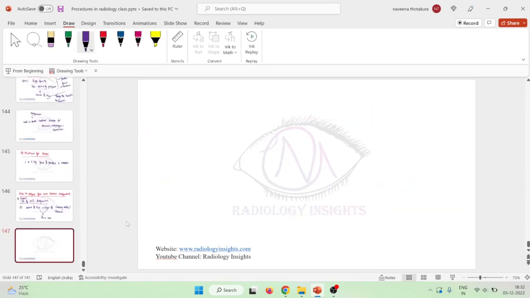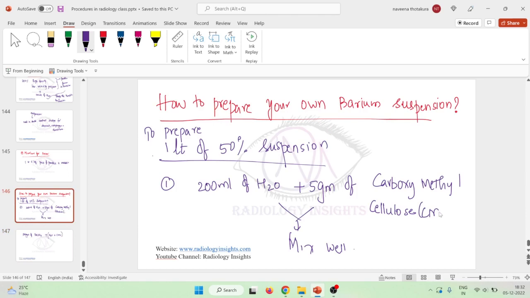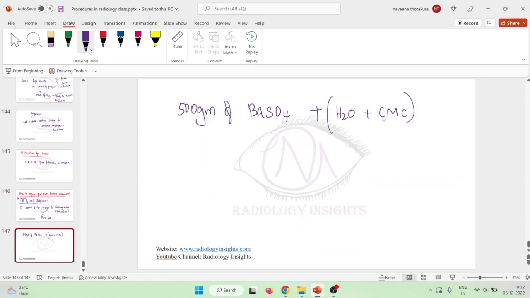Now, followed by this, you will take 500 grams of barium sulfate powder. You have already prepared the mixture of 200 ml of water with 5 grams of carboxymethyl cellulose. So you will add this mixture slowly to the 500 grams of barium sulfate.